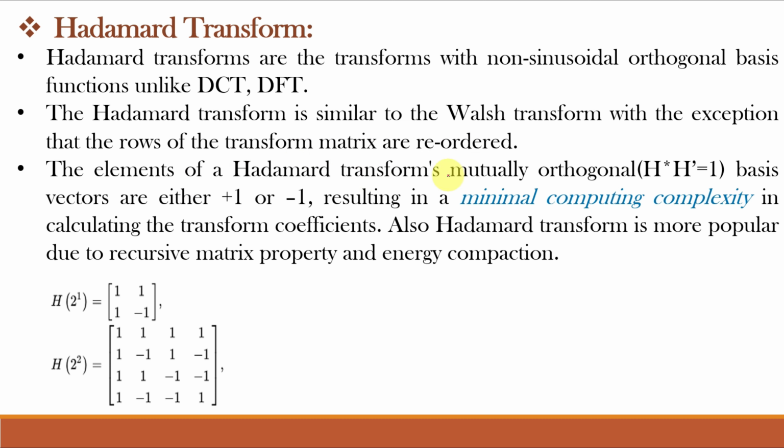The elements of Hadamard transforms mutually orthogonal basis vectors are either +1 or -1, resulting in minimal computing complexity in calculating the transform coefficients. So Hadamard transform is more fast as compared to the Walsh transform. Why? Because computing complexity is minimum. Also, Hadamard transform is more popular due to recursive matrix property and energy compaction. The Hadamard transform is also mutually orthogonal. That means Hadamard matrix into transpose of Hadamard matrix is equal to identity matrix.